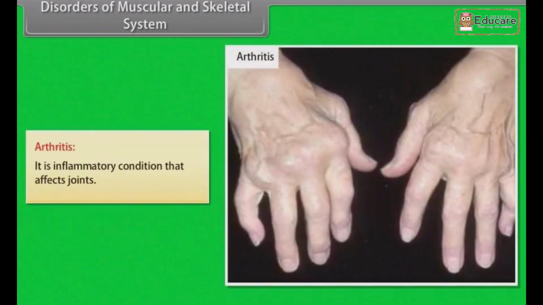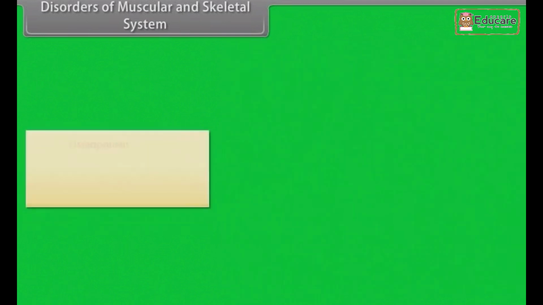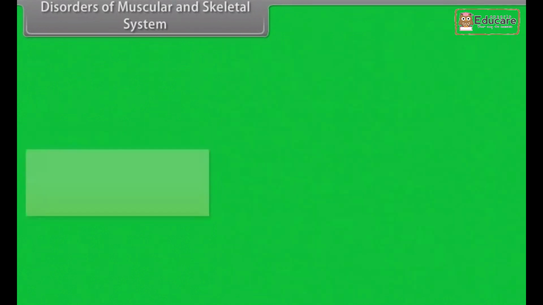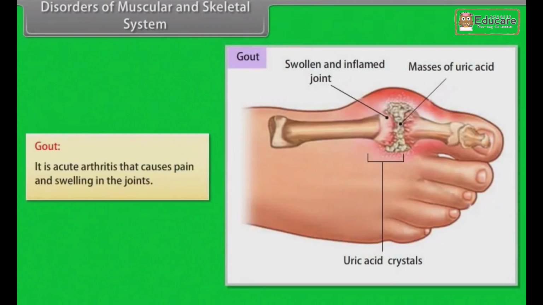Arthritis. It is an inflammatory condition that affects joints. Osteoporosis. It is a disease in which the bones become extremely porous and subject to fracture. Gout. It is acute arthritis that causes pain and swelling in the joints.